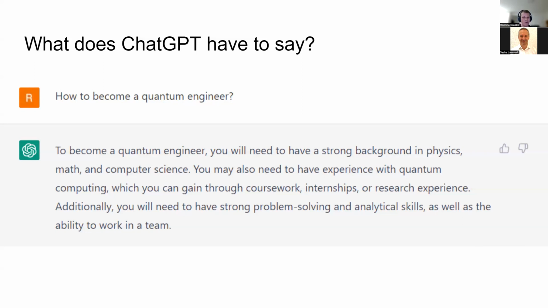It says to become a quantum engineer, you need to have a strong background in physics, math, and computer science. You might also need to have experience with quantum computing, which you can gain through coursework, internships, or research experience. Additionally, you'll have to have strong problem-solving and analytical skills, as well as the ability to work in a team. In short, this is what this presentation will also contain, but this short paragraph is not too helpful. This is something you can see in every job description. Every tech position wants you to have strong problem-solving, analytical skills, and the ability to work in a team. And of course, if you want to do quantum, you should have experience with quantum.